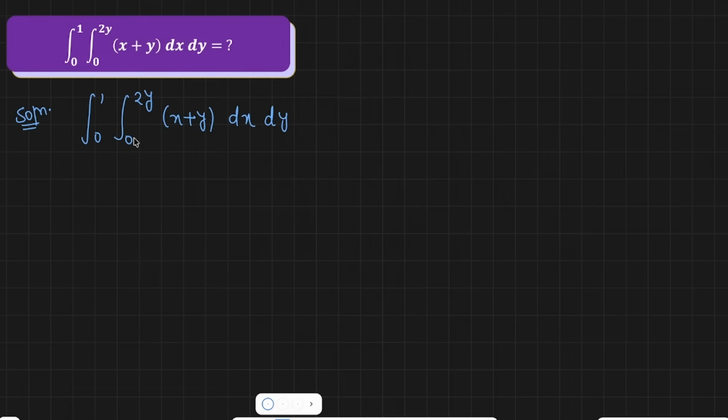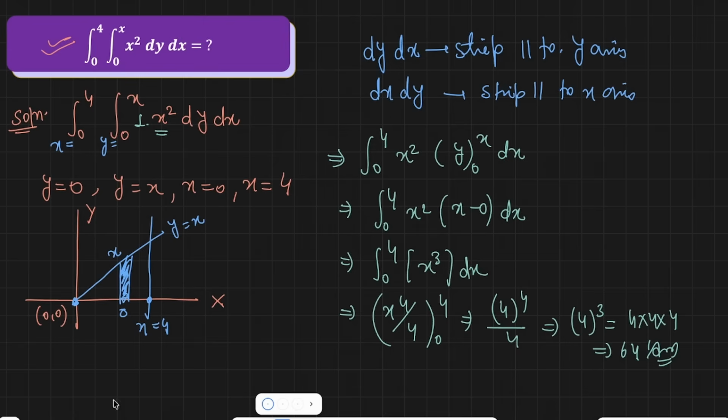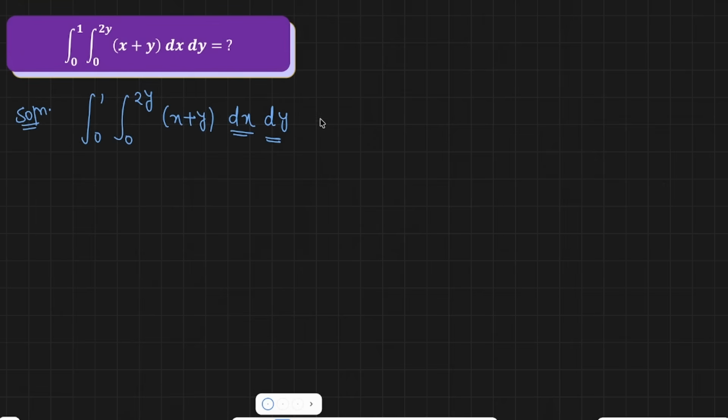First of all, draw the region. Without drawing the region, you can solve this type of question. But I will suggest you draw the region. It will be more clear to you. And when you draw the graph, you will see how limits are changing here. Now it is written dx dy. As I told you, whenever it is dx dy, then strip parallel to y-axis. Okay, you can solve like this. You can start the solution.